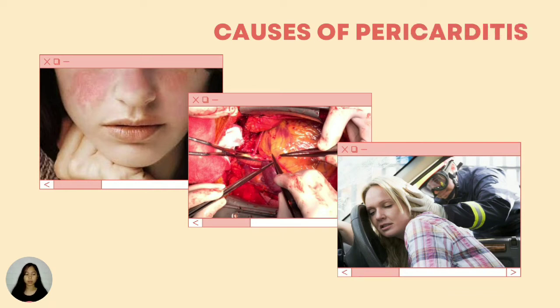Patients who have an autoimmune disease such as lupus, rheumatoid arthritis, and scleroderma are prone to develop this kind of condition. Persons who experience a heart attack and undergo heart surgery have a higher risk of pericarditis. It is due to an error of the body's response to the procedure or condition, and it may also be due to injury to the chest after trauma or accident.